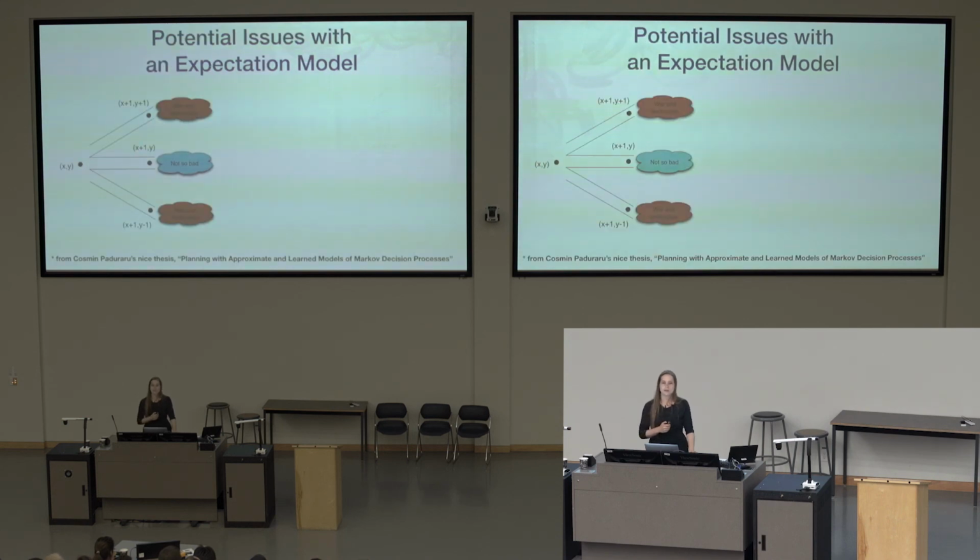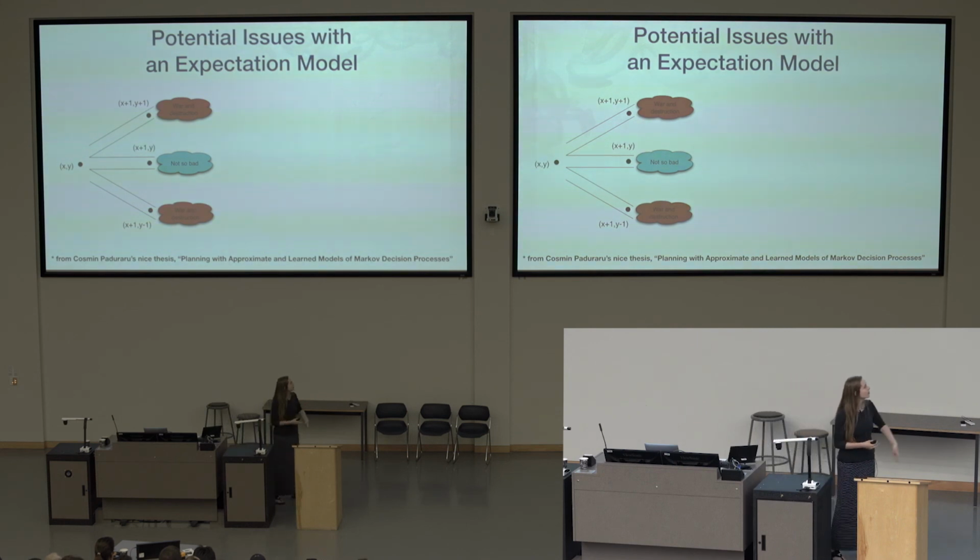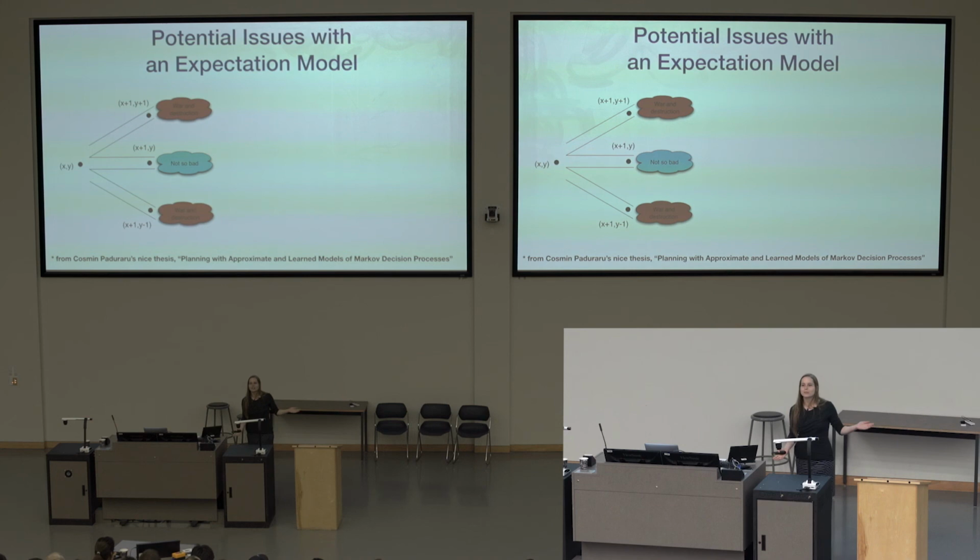Let me start off by agreeing with you. There are definitely some issues with trying to learn an expectation model. I really like this picture from Cosmo Paduraru's thesis. This is a pretty nice thesis. Here you could imagine, if you learn an expectation model, you're in some state given by x, y, and then you're going to transition to some next state, x plus 1. Randomly, it always goes to x plus 1, but it could transition to y plus 1 or y minus 1 with 50% probability, and then the expected next state is going to be this y here.